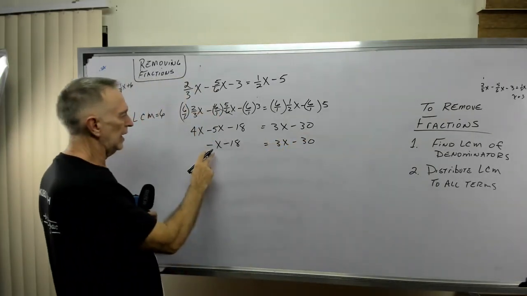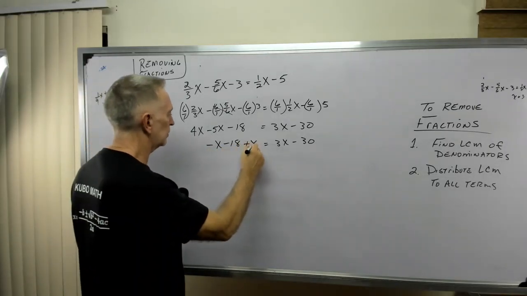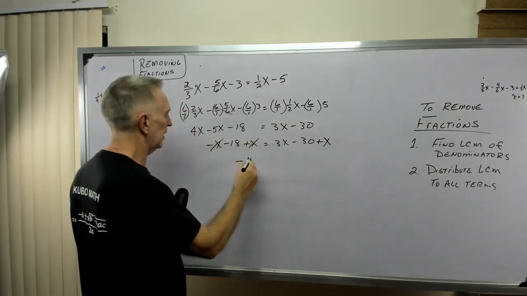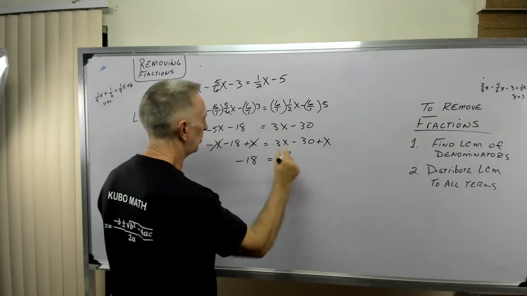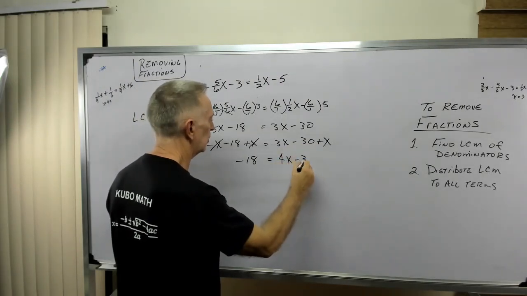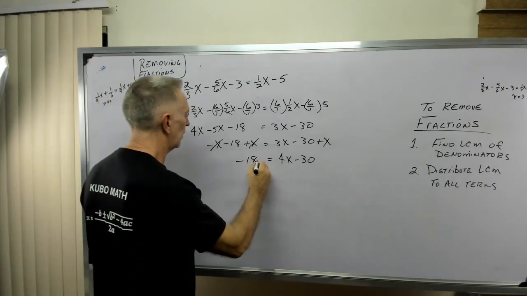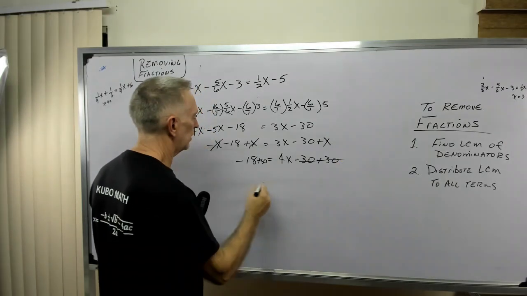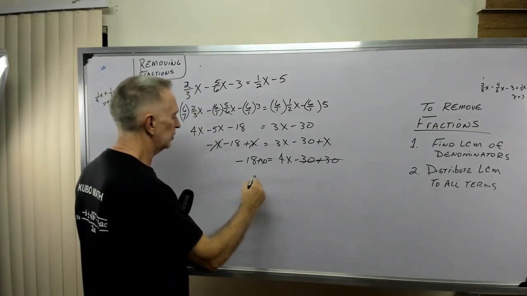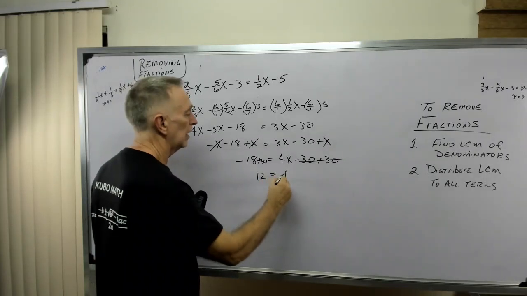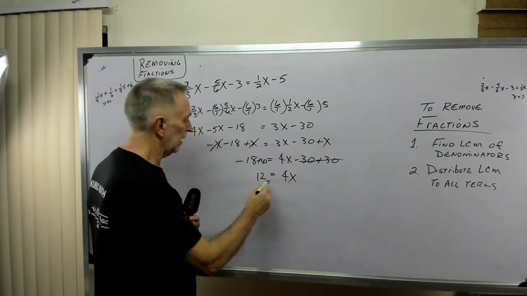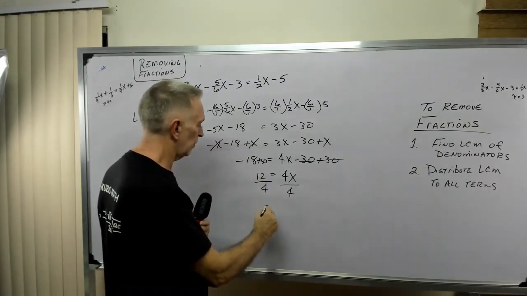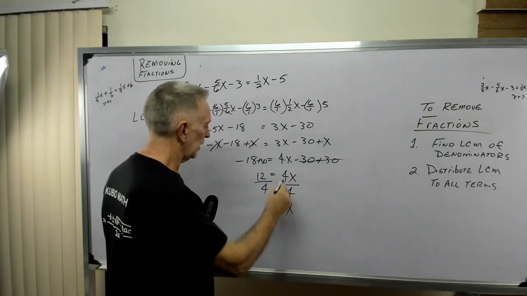I'm going to add x to both sides, and that cancels the x. So negative 18 equals 3x plus x. That's 4x minus 30. Now I'm going to add 30 to both sides. So negative 30 plus 30 cancels. Negative 18 plus 30 gives me a positive 12, and that equals 4x. Now I can divide by 4 on both sides. 12 divided by 4 is 3, and that equals x.